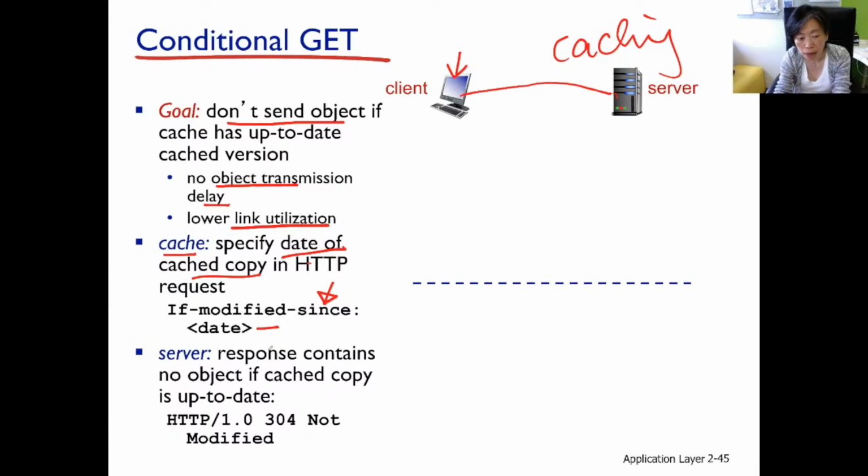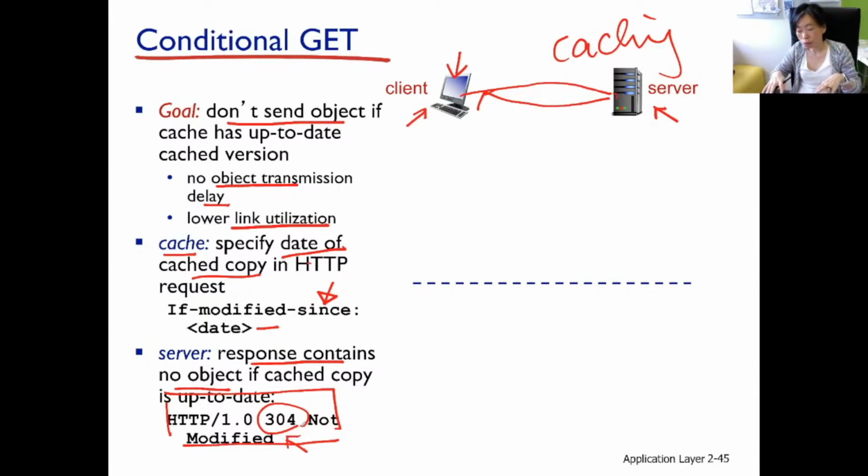Then at the server side, the response will contain no object if the cached copy is actually the most up-to-date, meaning if the copy at the server has not been changed after the date, then there's really no need to send it again back to the client, because the copy right here is already the latest. In that case, a special HTTP response message is sent, and the status line reads 304 Not Modified. The body of the HTTP response message is empty. So no need to send the object.